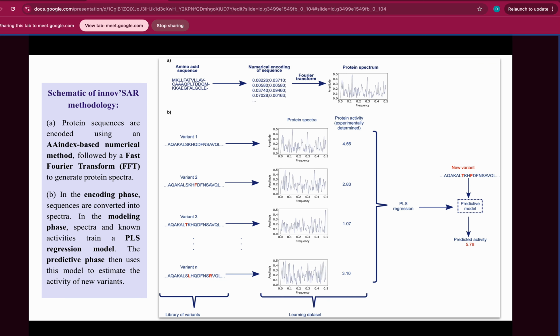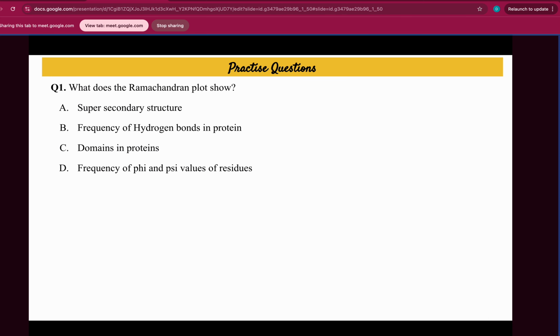So this is all about how protein engineering can help you to design those enzymes which have better catalytic activities. So now we'll move to practice MCQ questions.